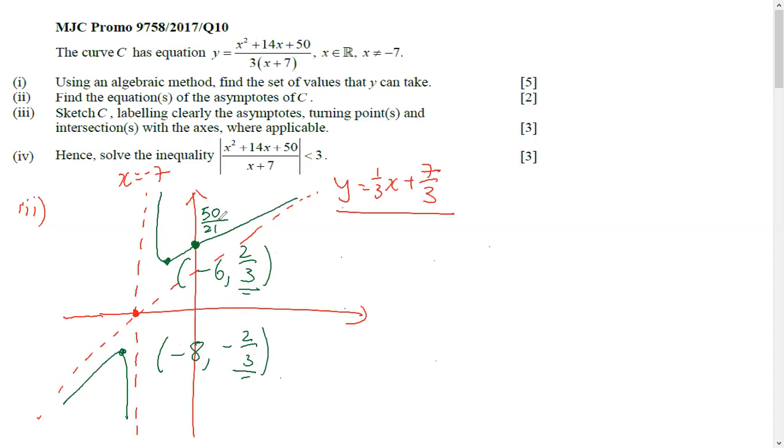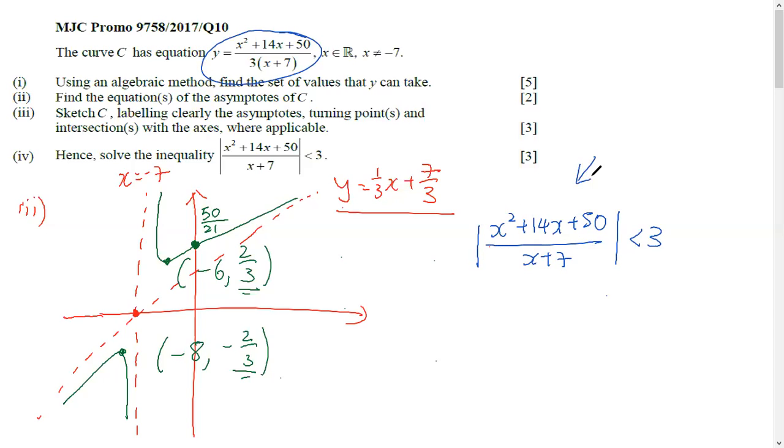Next, part 4, hence solve for this inequality. So how do we solve for this inequality? This inequality requires us to solve for this, 50/x plus 7. The standard method to approach this kind of question is to make my current graph, which is this one, appear on my left hand side. So you realize that it is almost there, just short of a 3 below.